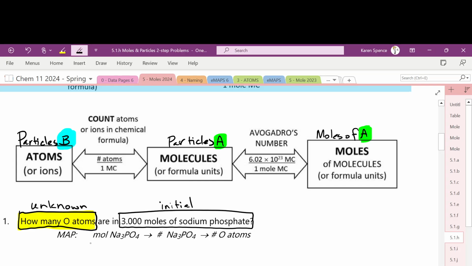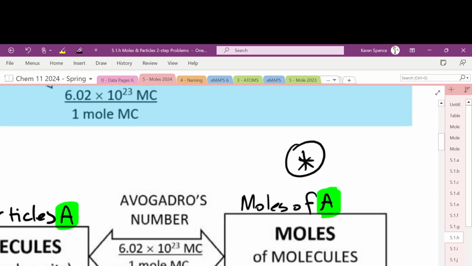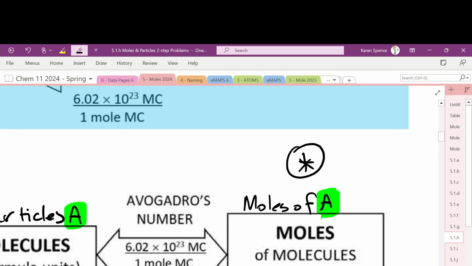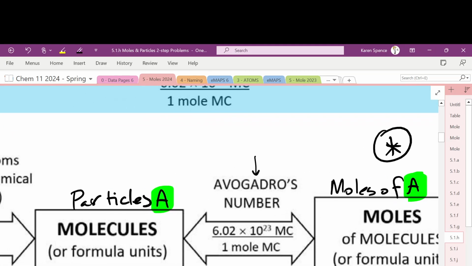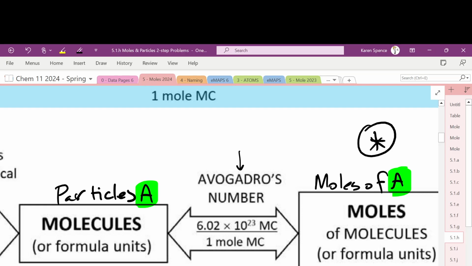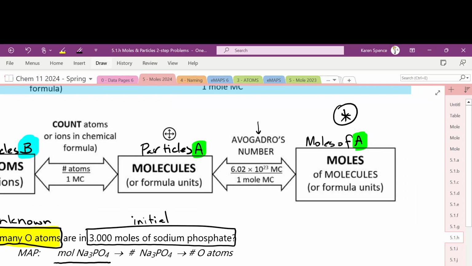So we are starting with the moles of sodium phosphate, which means we are starting over here, yes? We have moles of substance A, and in this case, A is sodium phosphate. For moles of sodium phosphate, you can use Avogadro's number, 6.02 times 10 to the 23, to convert to particles of sodium phosphate. I'm going to color code it green here. So we go from moles of sodium phosphate to the number of sodium phosphates using Avogadro's number.